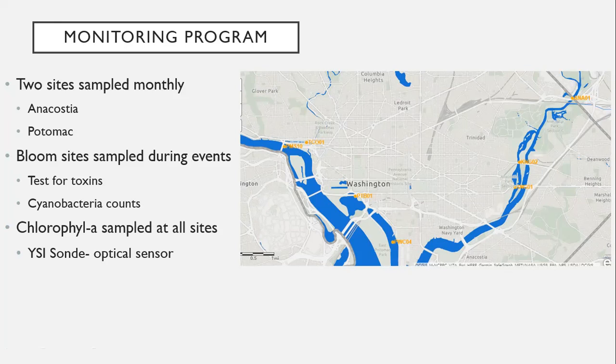And there are toxin thresholds that are used to help guide what levels are safe for recreation. And when these counts or toxin levels surpass this threshold, we notify the public either by signs or public memos, so everyone can stay safe. Chlorophyll A is also sampled at all of these sites using a YSI sonde, an optical sensor that is attached. And this is used as a proxy measurement of algae.